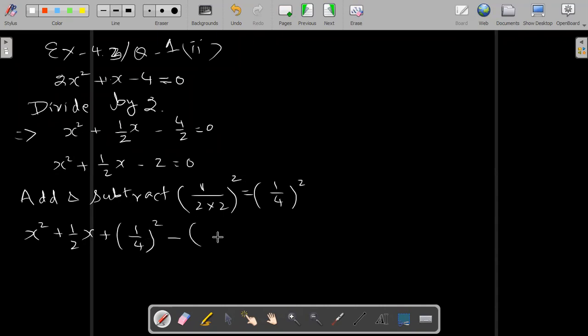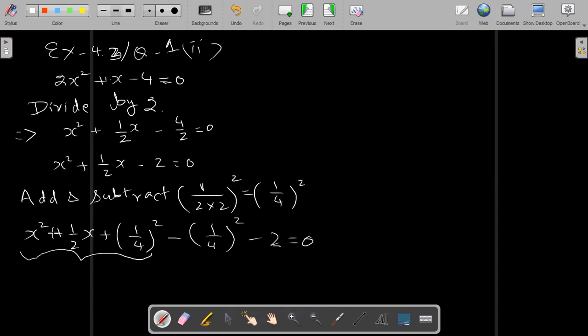Added minus 1 by 4 whole square. This minus is outside the square. Because if you add and subtract any number in any equation, it will cancel. So it will balance the equation. It will not change the balancing of the equation. And this will always become the whole square.